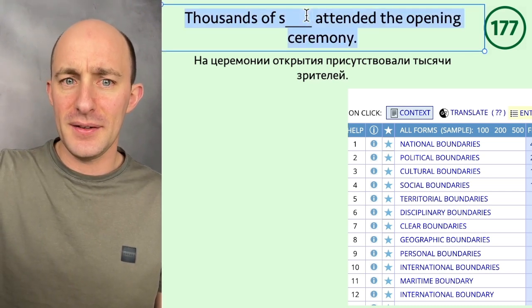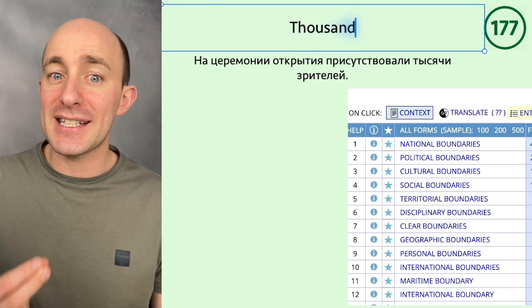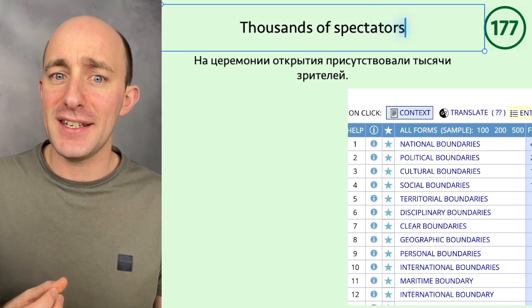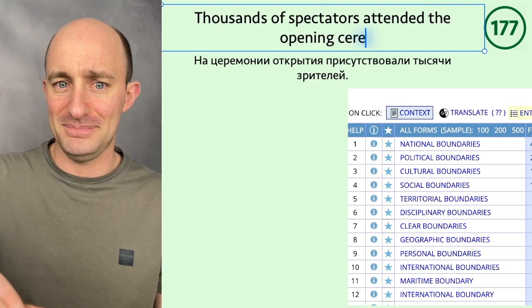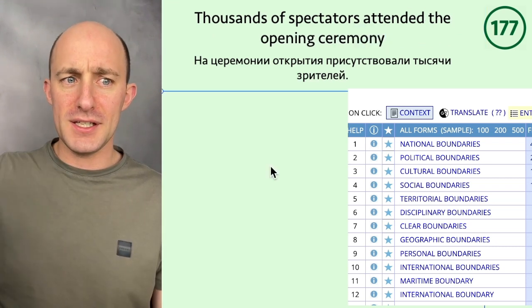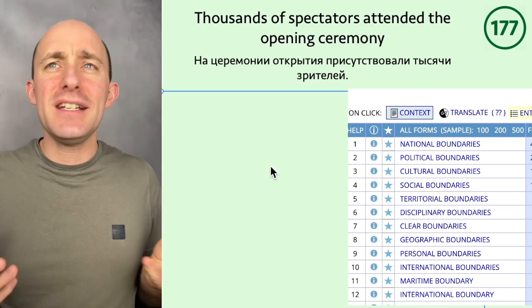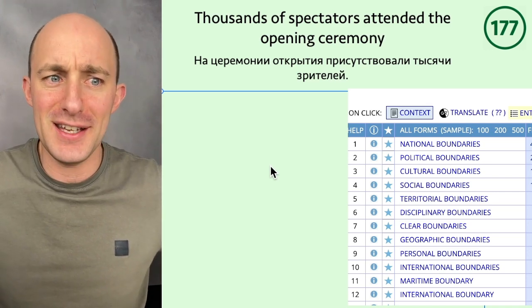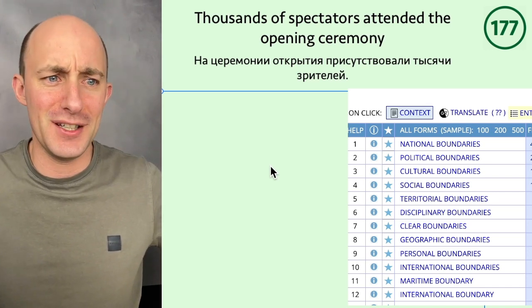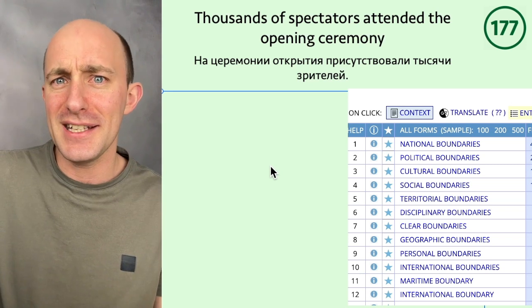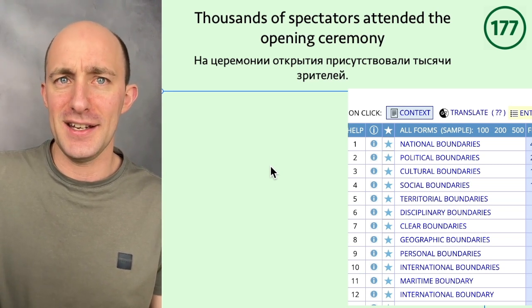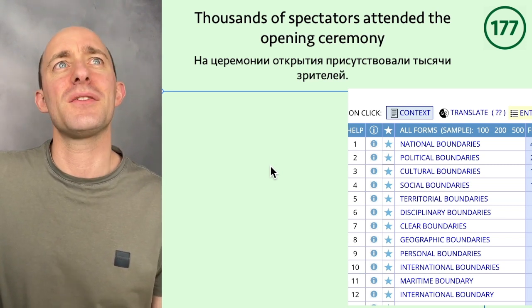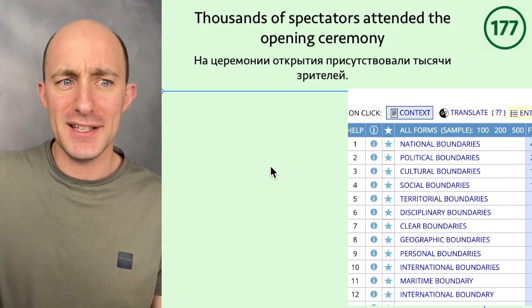Зрители. Thousands of spectators attended the opening ceremony. Зрители is the spectators, I would say, not in a theatre. In a theatre, it's the audience. I would never talk about spectators in a theatre because it seems like we spectate outside.